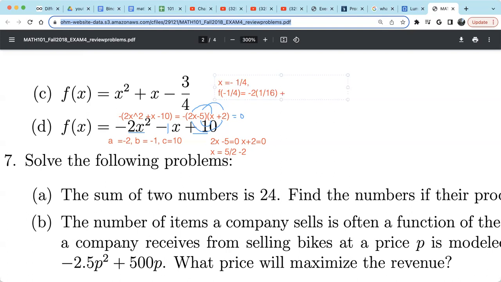Then plus x is a negative 1/4. Plus minus means it's a minus. Then lastly, we have minus 3/4, minus 3/4. We simplify this, we get negative 2 times 1 over 16, that's negative 1/8. Then negative 1 over 4 minus 3 over 4, that's minus 4 over 4, which is minus 1. If we want to simplify this number, we get a negative 9 over 8.